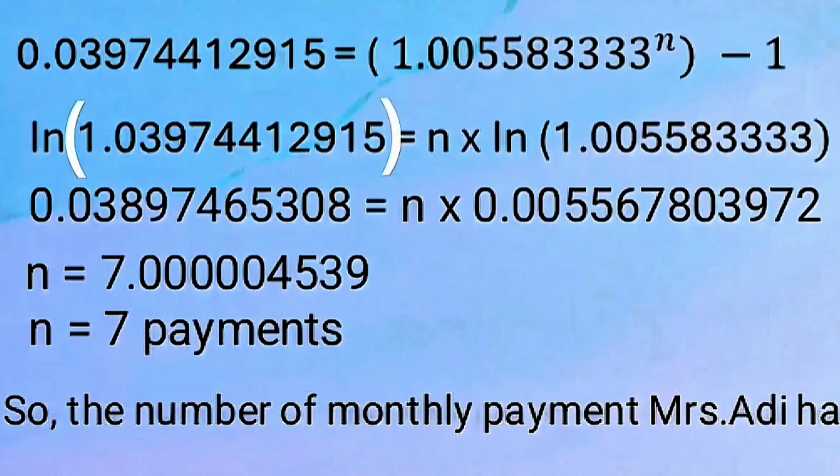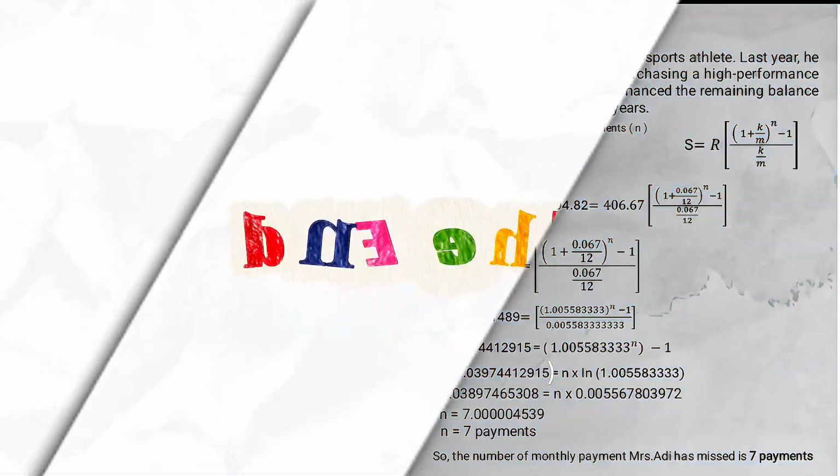In this case, we want to find N, so we will take the natural logarithm, ln, on both sides to solve for N. It will be ln in bracket 1.03974412915 close bracket equal to N times ln in bracket 1.005583333 close bracket. So our answer will be 0.03897465308 equal to N times 0.00556780397. So N equal to 7.000004539, which is 7 payments. So the number of monthly payments Mr. Adi has missed is 7 payments.